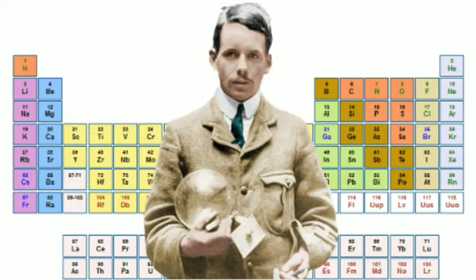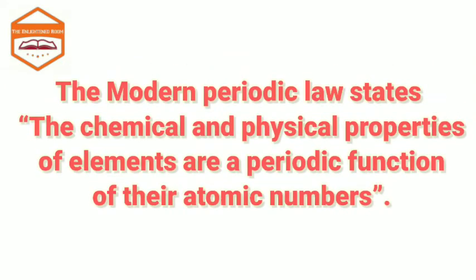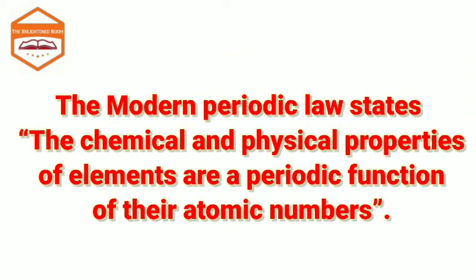Now, we know that atomic number is equal to the number of protons in the nucleus. Thus, atomic number is a more fundamental property of elements than atomic mass. So, atomic number was adopted as the basis of classification of elements in the modern periodic table. Accordingly, Mendeleev's periodic law is modified to the modern periodic law, which states that the properties of elements are a periodic function of their atomic numbers.